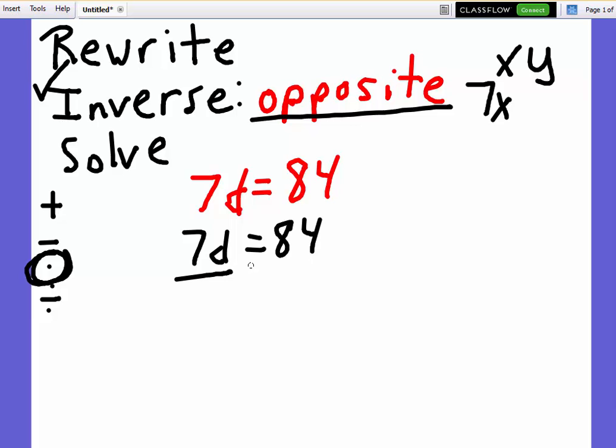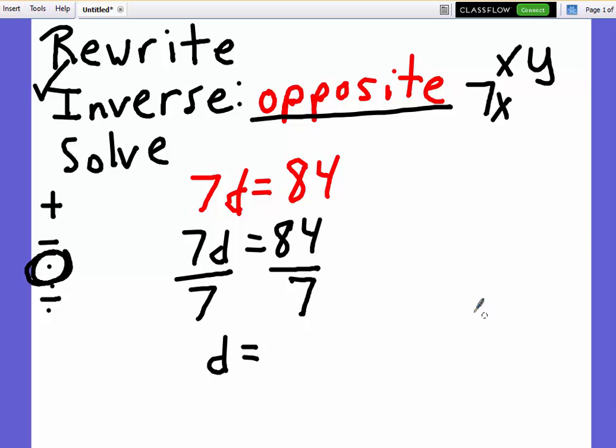And what am I going to divide by? Again, I look for what number is with my variable. So I see a d, and there's a 7 on the same side. So I'm going to do 7 divided by 7. And then I have that phrase, whatever I do to the left, I must do to the right. So I need to also divide the right by 7. Now I'm left with d equals 84 divided by 7.